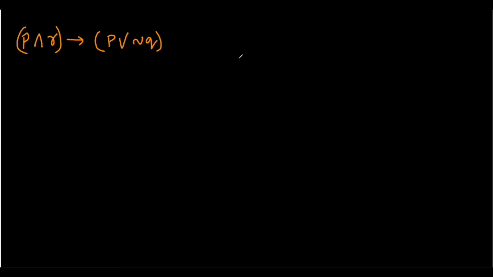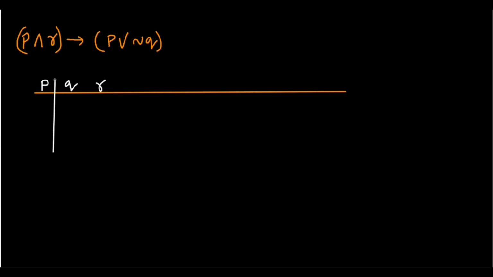So see here, first I will go for the header. The first thing I do is go for the header. So this is my header. After the header, in this header I will write P, then the next column is Q, and the third column is R. So these are my 3 columns. As you all know, the first 3 columns will always be P, Q, and R.